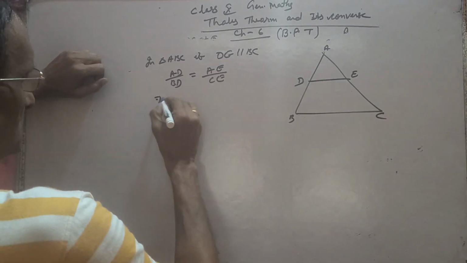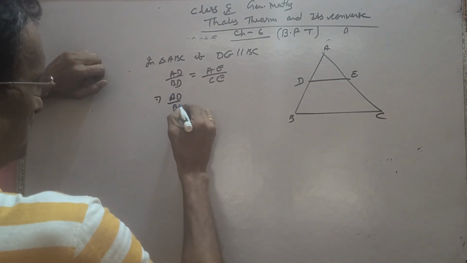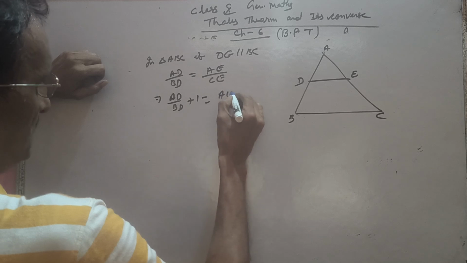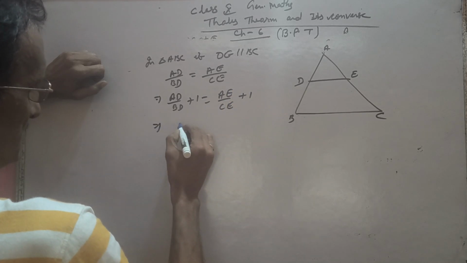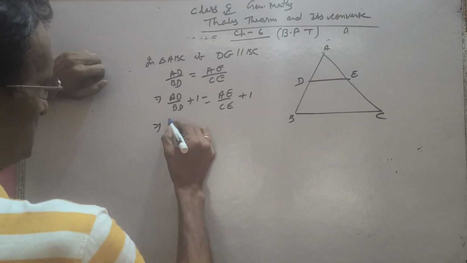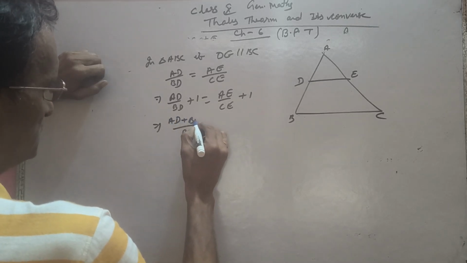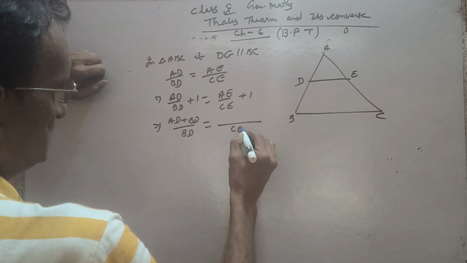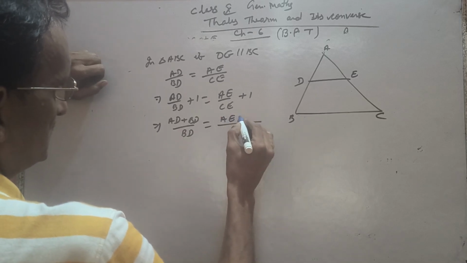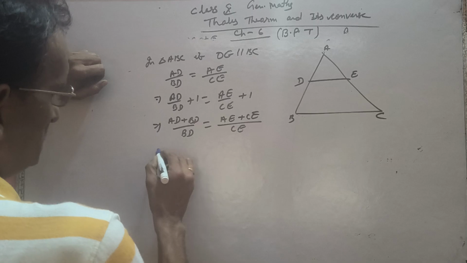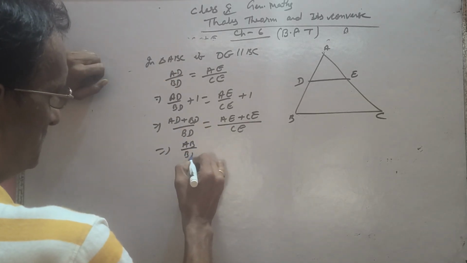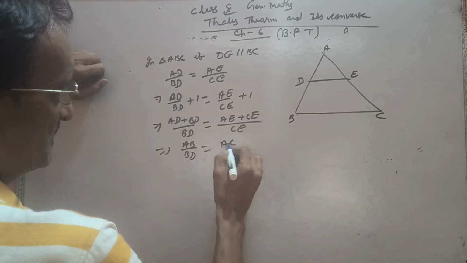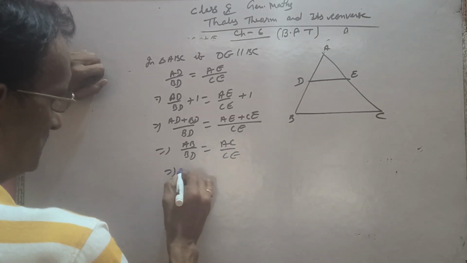Can we add 1 to both sides? AD by BD plus 1 equal to AE by CE plus 1. Then you will take LCM, BD on the left and CE on the right. So what will you get? AD plus BD over BD, and AE plus CE over CE. AD plus BD gives AB, so AB by BD equal to AC by CE.